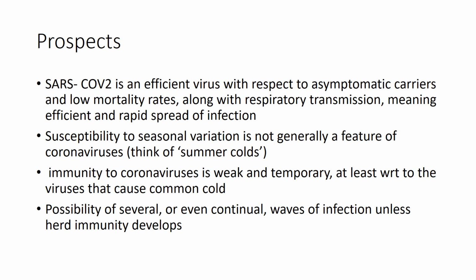And then the possibility exists that there will be several, even continual waves of infection unless herd immunity develops somehow. Herd immunity is the immunity of the whole population. Herd immunity will occur either because of vaccination, mass vaccinations, as it does with many other vaccinable diseases, or because people develop natural immunity as they are exposed.